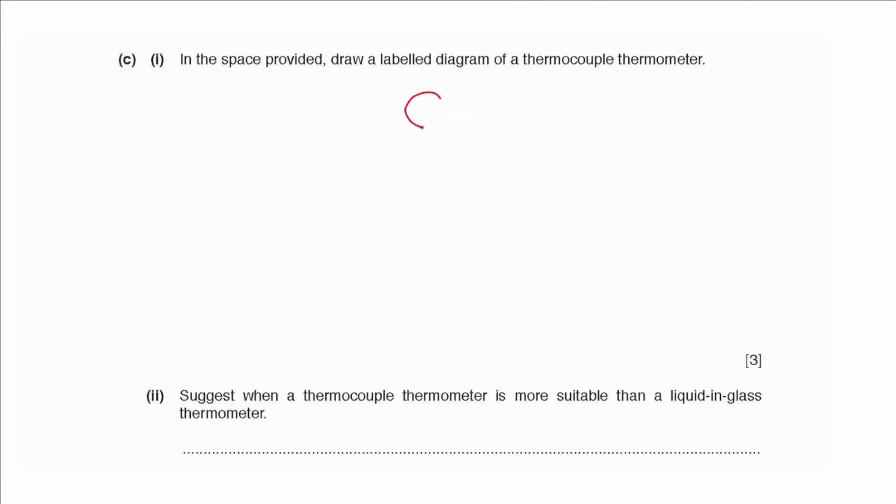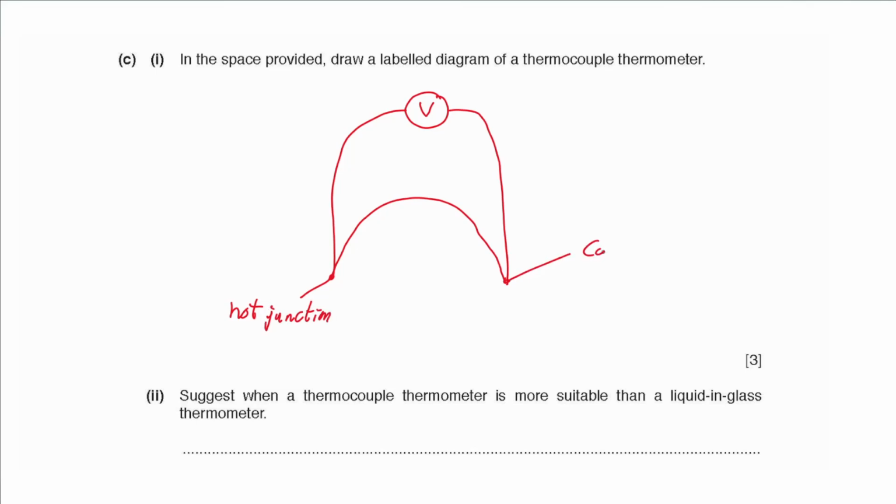It is made of a voltmeter with two wires coming out of the voltmeter, and these wires must be made of the same metal, and the edges of the wires are connected with a third wire that is made from a different metal. One of the meeting points is called a hot junction, the other is called a cold junction.